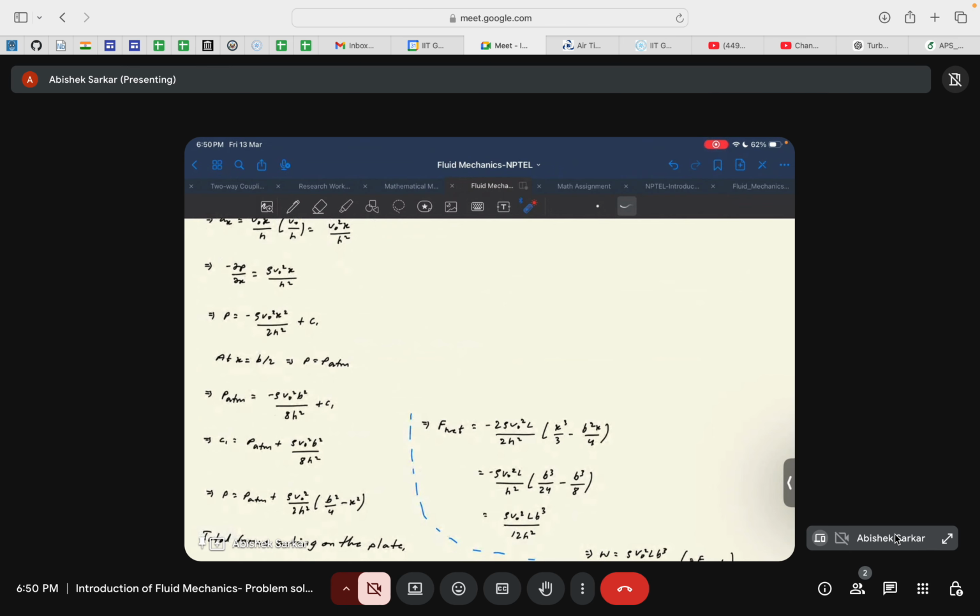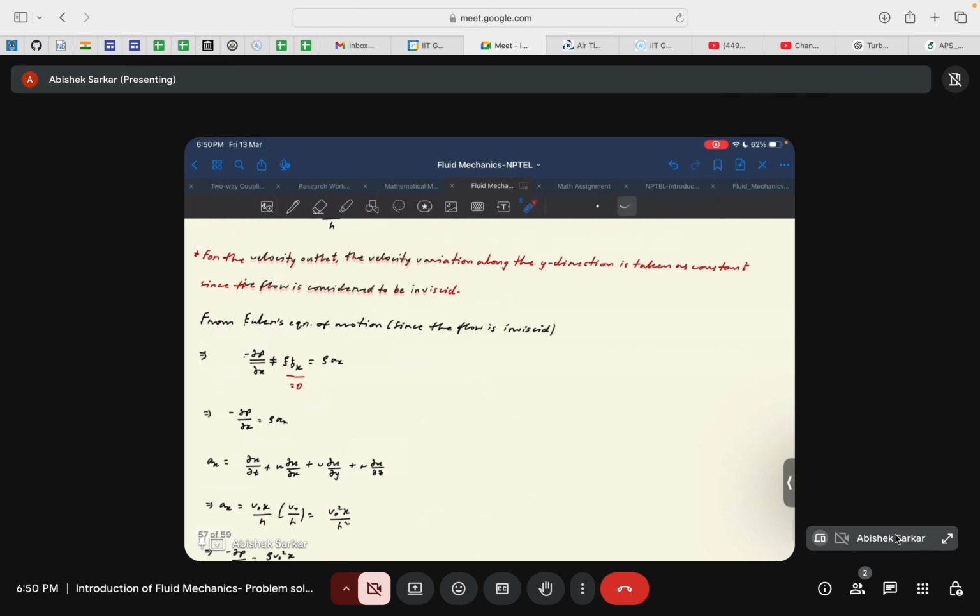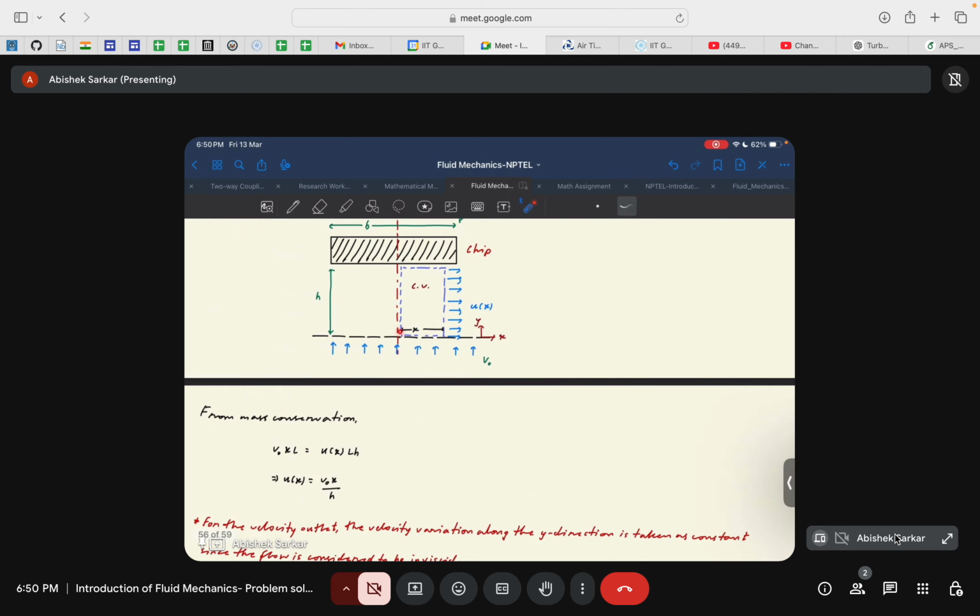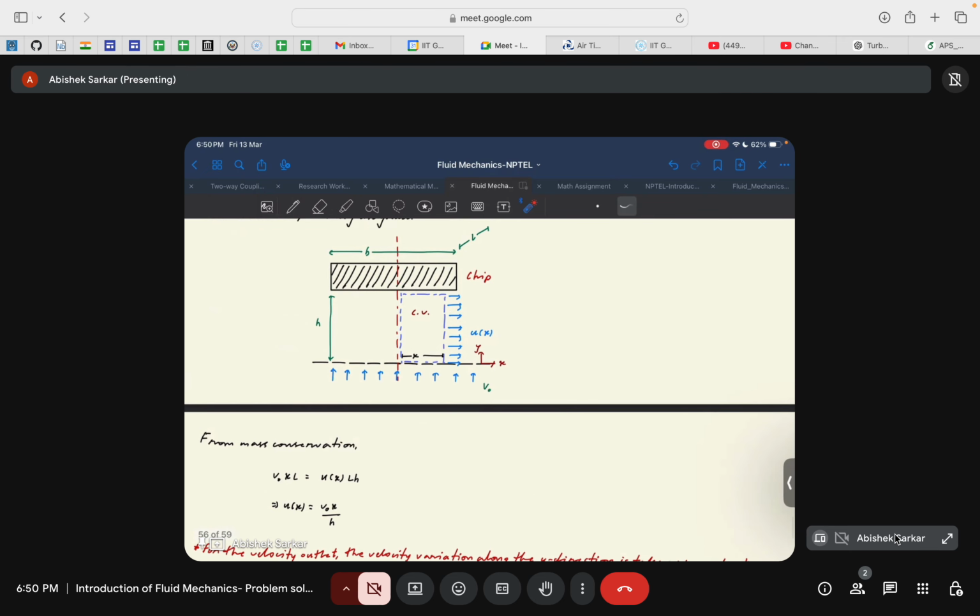Now if you integrate this equation, you will get pressure P is equal to rho v naught square x square by 2h square plus some constant C1. To find this constant, you need to apply appropriate boundary conditions. Let us go back to the diagram. At x equal to b by 2, if b is the width of the plate, then considering the symmetry, from this point to here the length will be b by 2. At x equal to b by 2, the pressure would be the atmospheric pressure, correct?